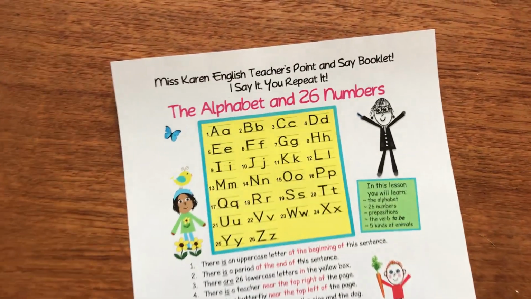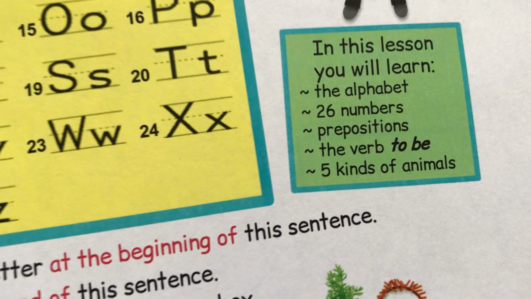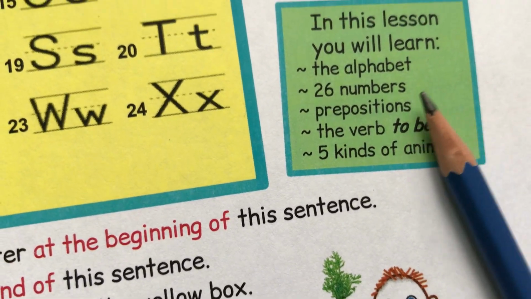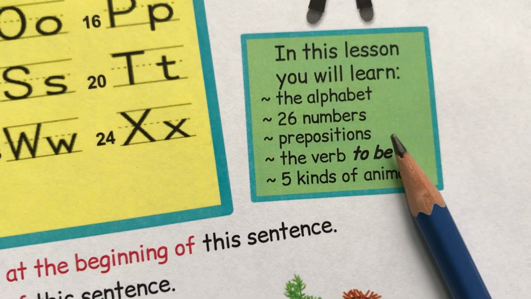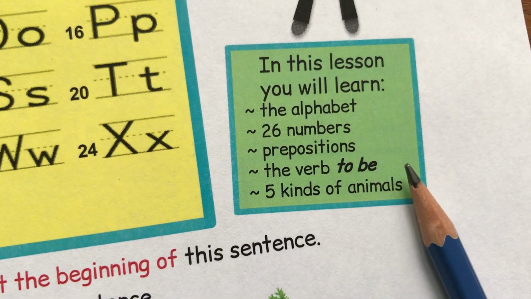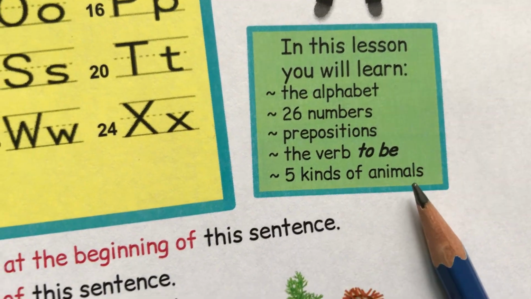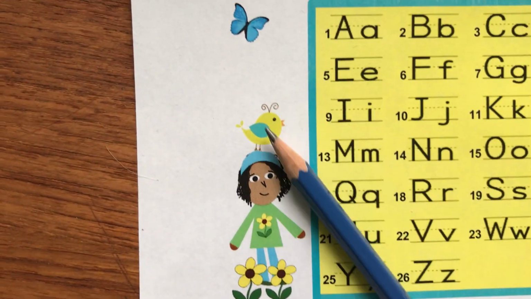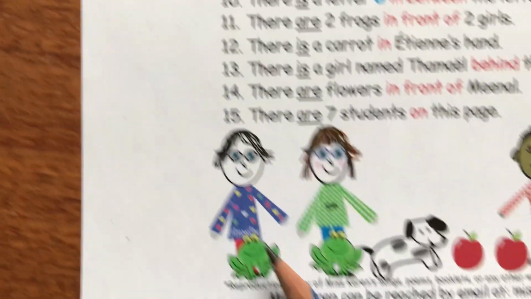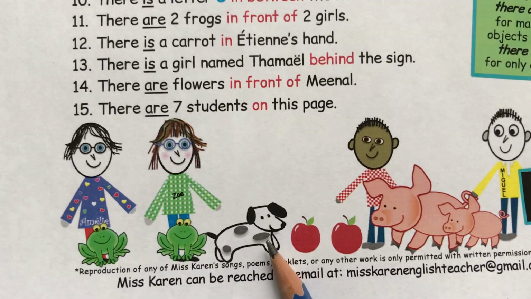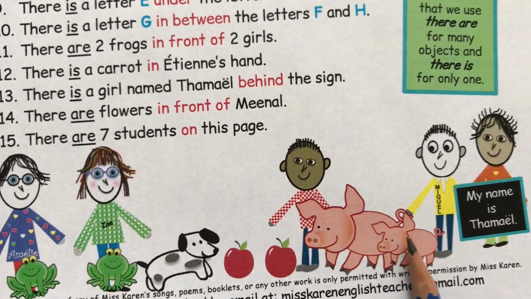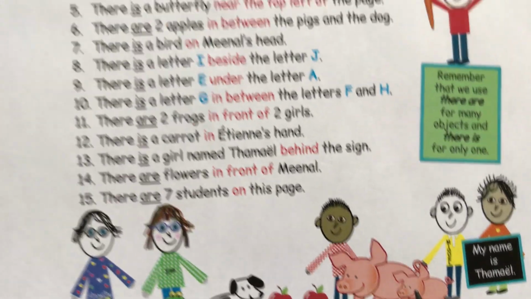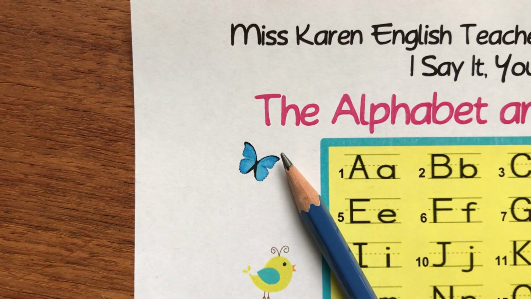Thank you for watching this video. I hope you learned the alphabet, 26 numbers, prepositions, the verb to be, and 5 kinds of animals. Let's review the animals quickly. A bird, 2 frogs, a dog, 2 pigs, and a butterfly.